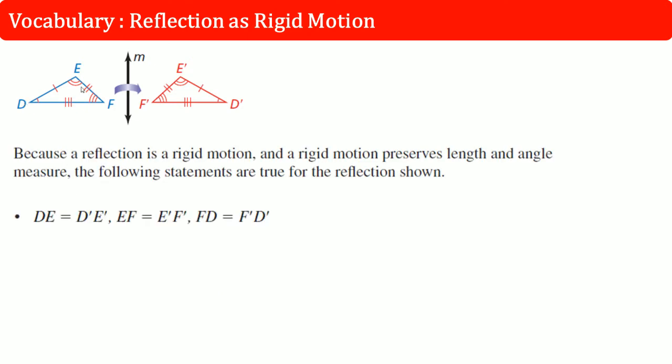So the line DE is going to be the same as D prime E prime. Likewise, line EF is going to be congruent to line E prime F prime. That also goes for the angles as well. Angle D is congruent to angle D prime. Angle E is congruent to angle E prime.